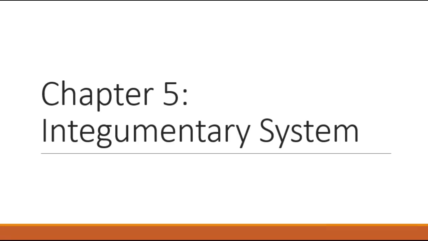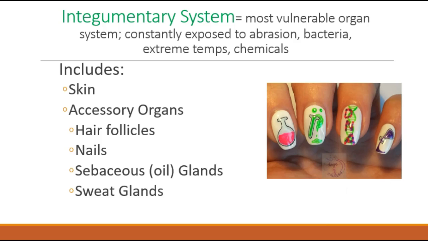Today we are going to have a short lesson on the integumentary system, the organ system which forms the outermost barrier between the internal environment of the human body and the external world. Because the integumentary system forms the most external boundary, it is also considered to be the most vulnerable organ system. It is constantly exposed to abrasion, bacteria and viruses, as well as extreme temperatures and chemicals. Because the integumentary system takes the brunt of these elements, the internal environment is protected.